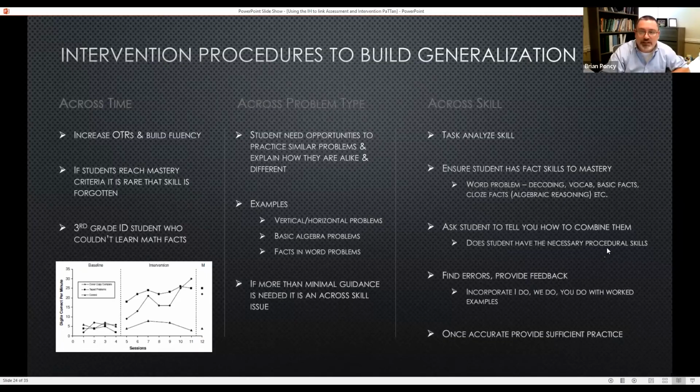Does the student have the necessary procedural skills? Find errors, provide feedback, incorporate I do, we do, you do with worked examples. And then once they're accurate, provide sufficient practice.